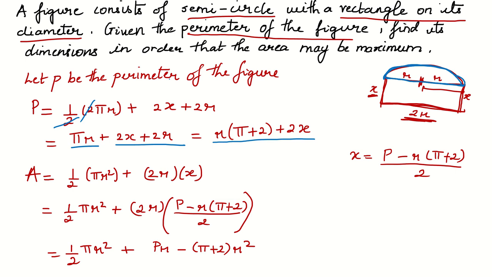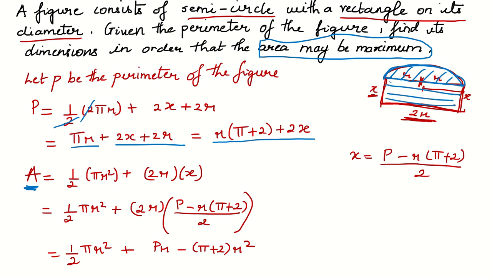Okay, now our main function to be maximized is the area. So that is why I have to find the area of the figure. Area of the figure is area of semicircle plus area of rectangle. So area of circle is pi r square. So its half will give you area of semicircle, plus area of rectangle is length into breadth. Length is 2r, breadth is x.